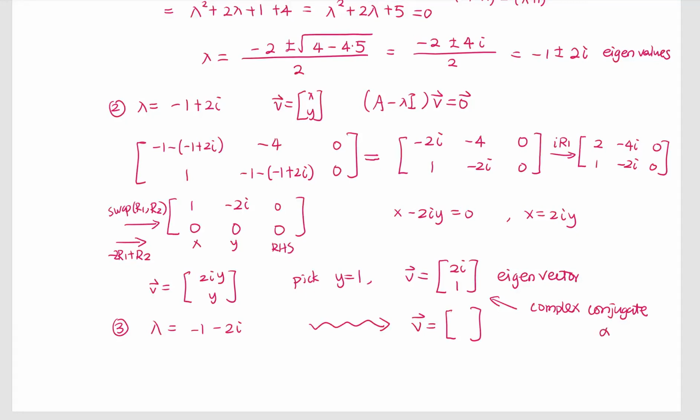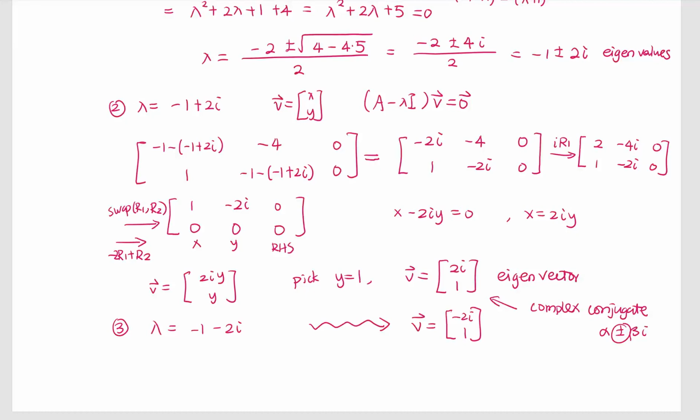Well, the real part stays the same, but for the imaginary part, you flip the sign. So here it is 2i. When you flip the sign, it becomes negative 2i. And the bottom is 1. 1 is the real part, and the real part stays the same. So this is actually the eigenvector associated with the eigenvalue minus 1 minus 2i.